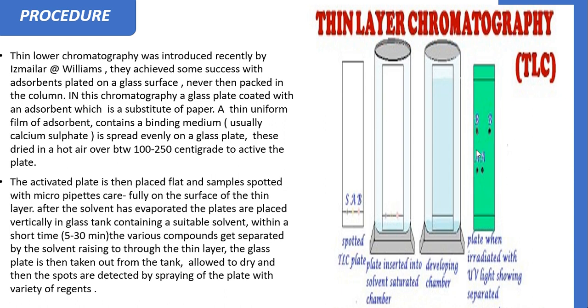Okay, so here, sometimes you can have irradiation with UV light, and in the UV light the spots are shown like this. And as usual we are going to measure the solute travel and the solvent front, and their calculation gives the RF value of the concerned amino acid or carbohydrate. So this is all about the procedure of how you run thin layer chromatography.